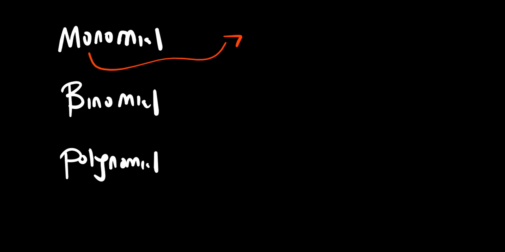Okay? So, there's something that we call a monomial, a binomial, a polynomial. Now, these are Greek terms. Okay, so mono just means one, right? Then nomial just means a term. So a monomial is an expression that only has one term.